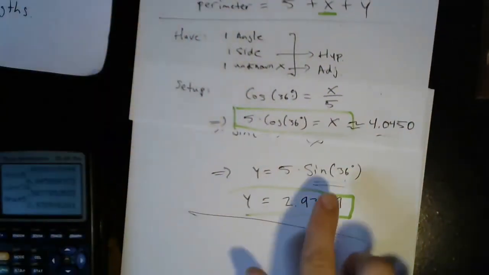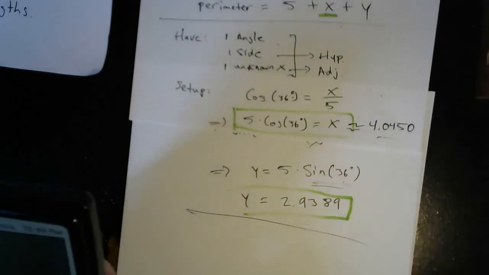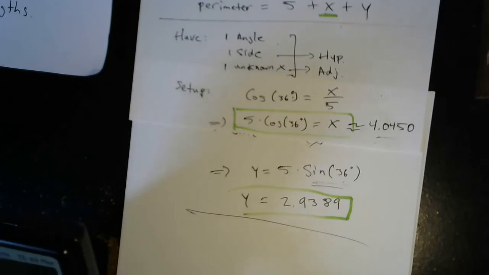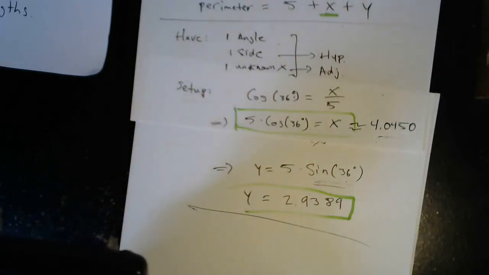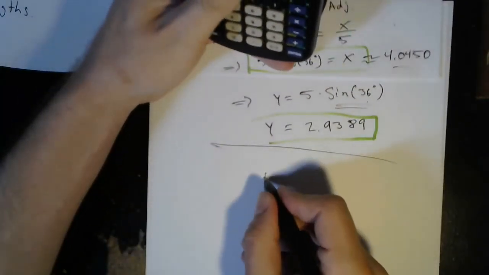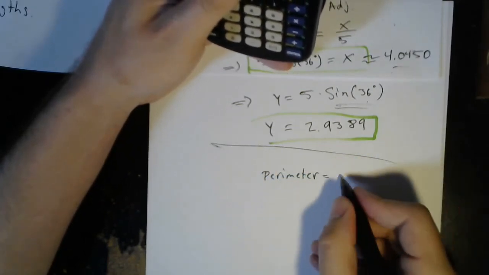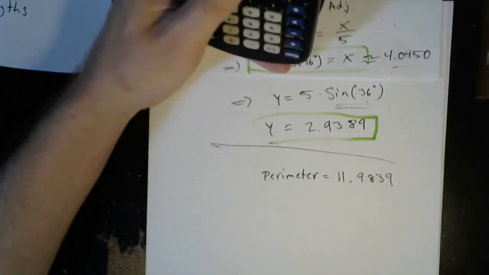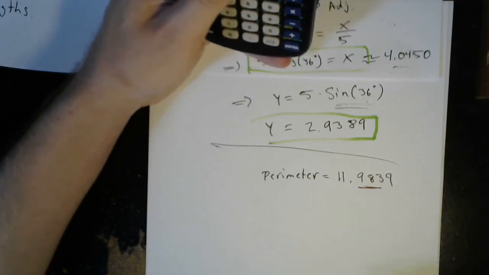plus x. So 5 plus 4.0450. And then we add y, and that is plus 2.9389. So we get the perimeter. All the numbers that I have here is 11.9839. We want to go to 3 decimals.